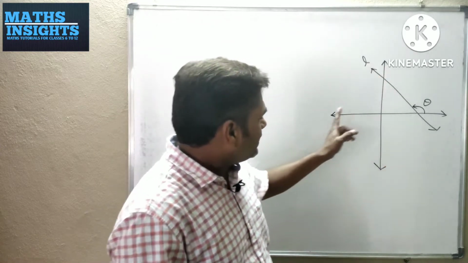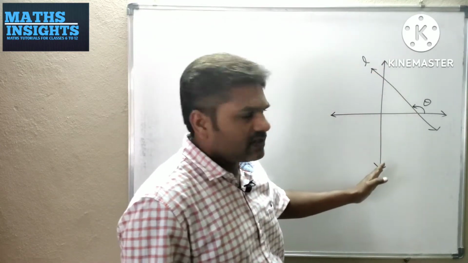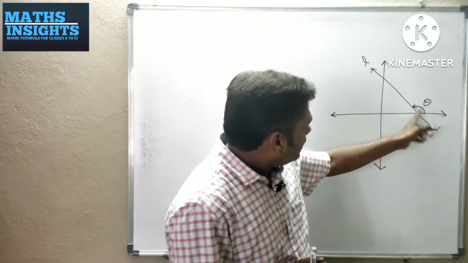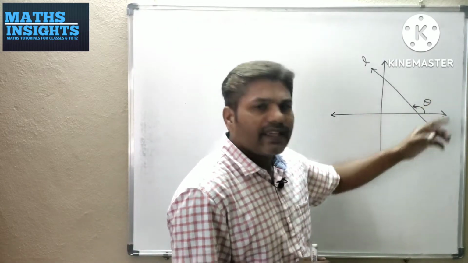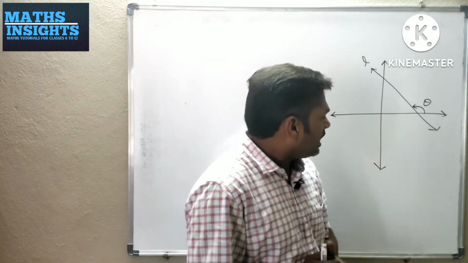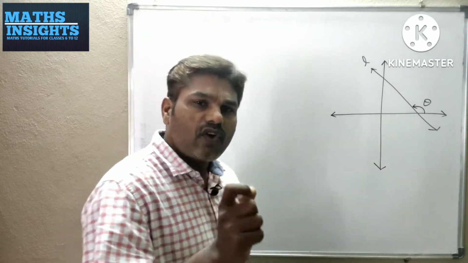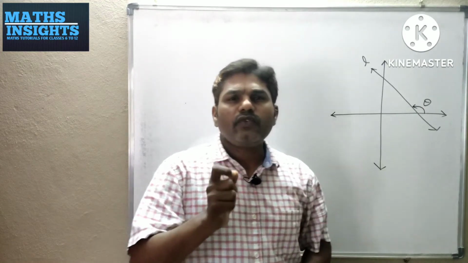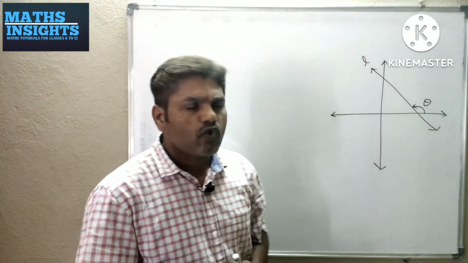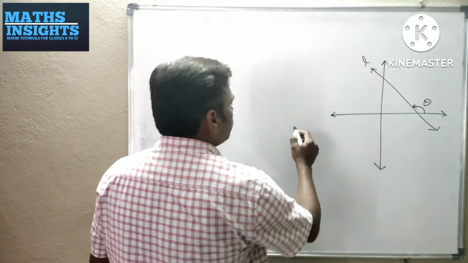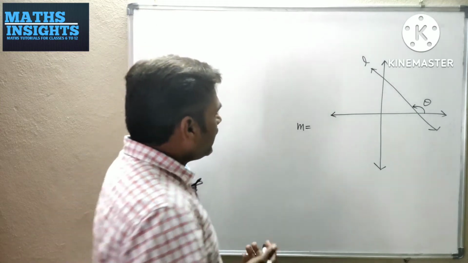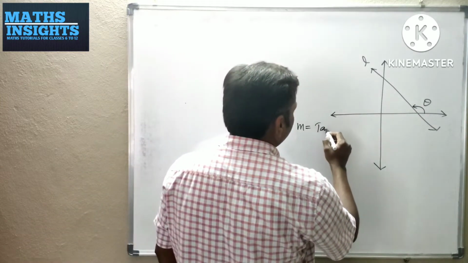If you see, this is the x-axis and this is the y-axis, and I am taking a line called L. This line L is making an angle theta with the positive x-axis in anti-clockwise direction, then that is called inclination. If you know the inclination, it is very easy to find the slope. Generally, slope is denoted by the letter m. m is equal to tan theta.